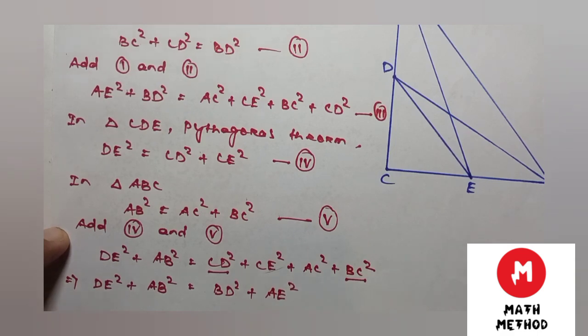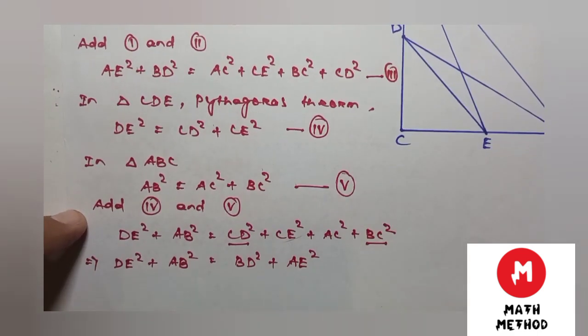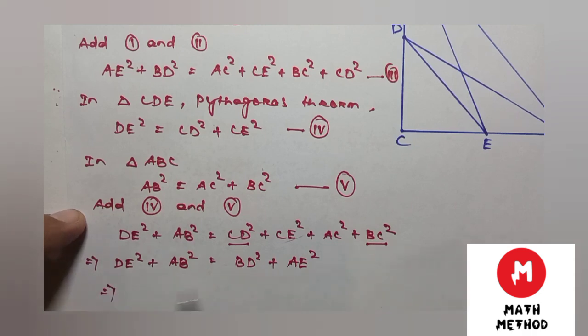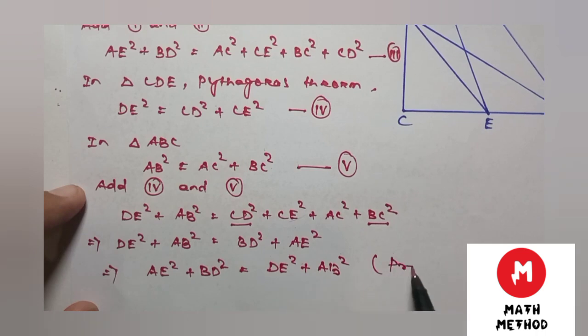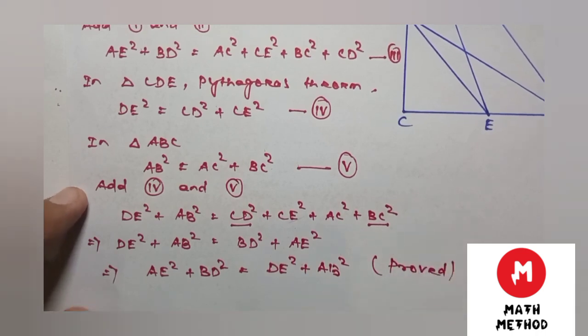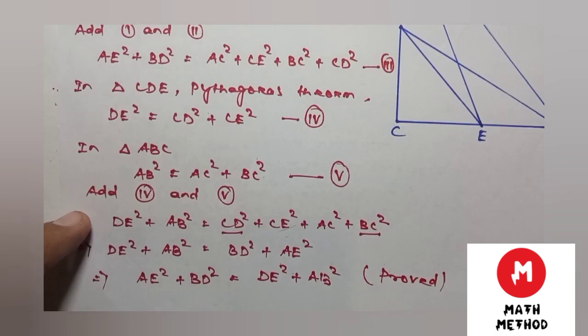So we have to prove AE square plus BD square is equal to DE square plus AB square. Proved. This comes to the end of question number 13.